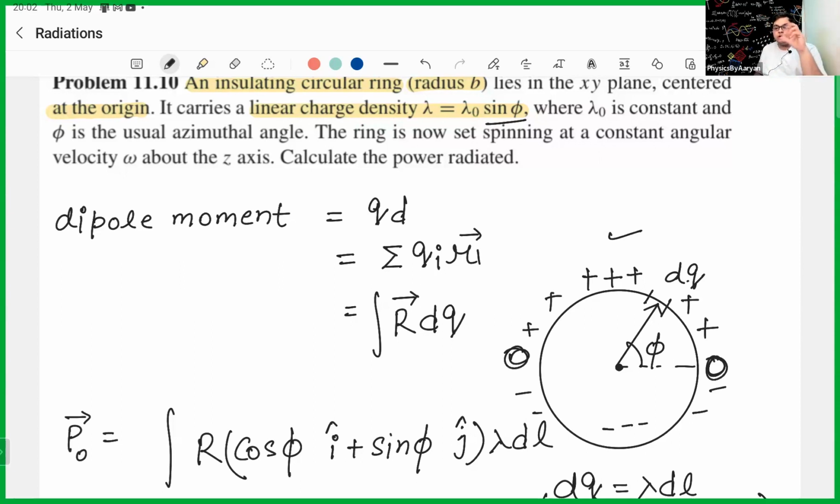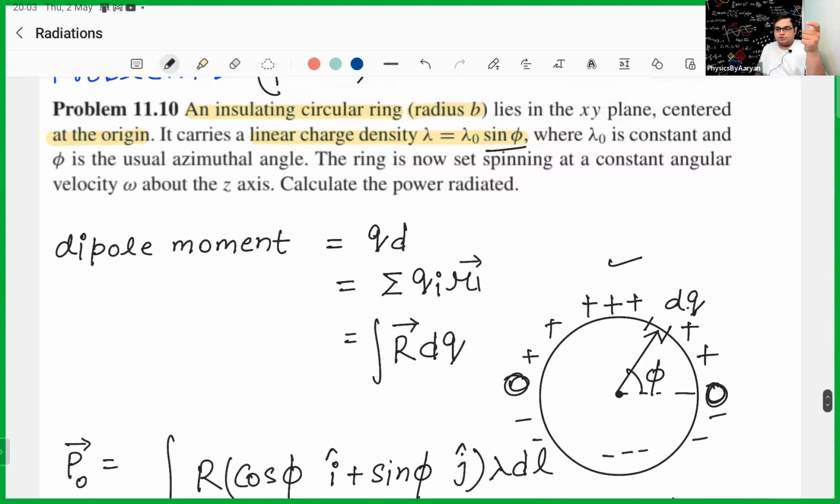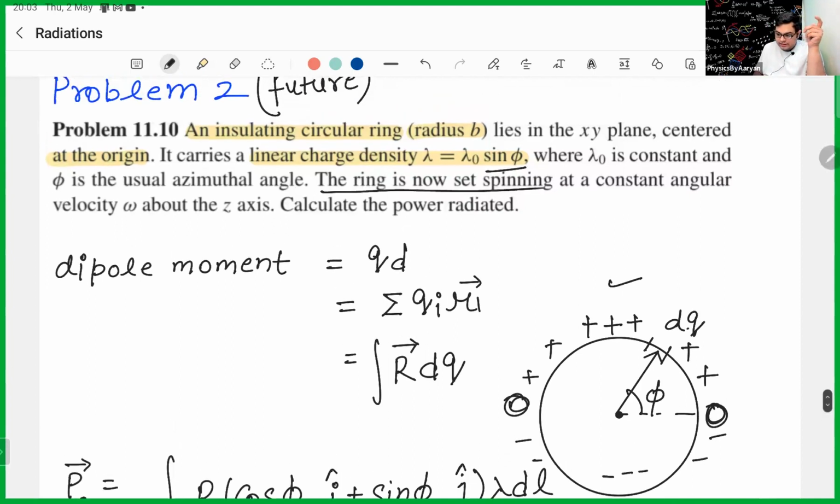So the very first step is to find the dipole moment. We can convert everything into dipole moment. So this ring will have some sort of dipole moment. And then in the next step, the ring is set to spin. So let's start spinning this ring. Let's say I find the dipole moment of this ring, and it comes like this. Now all of a sudden I start spinning the ring, so this dipole moment is rotating. This becomes the same problem as before.